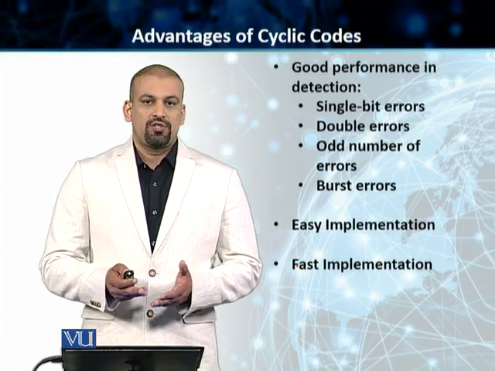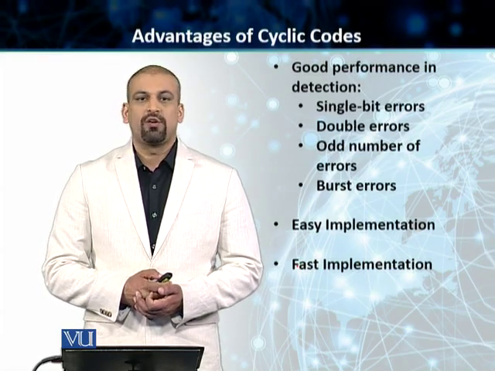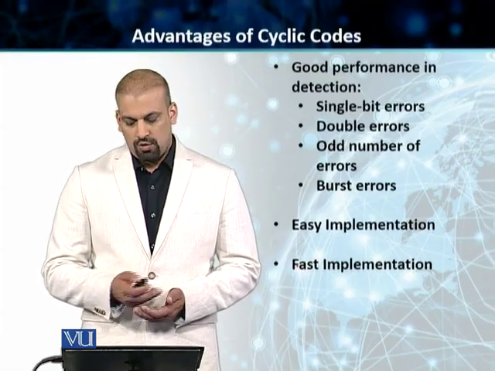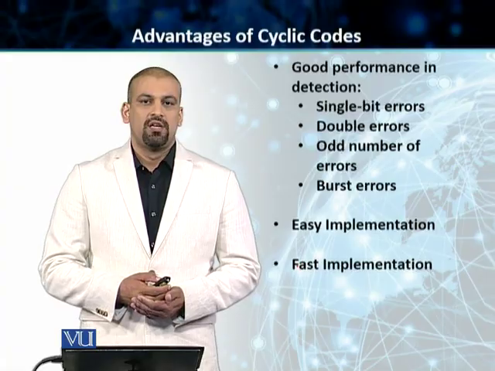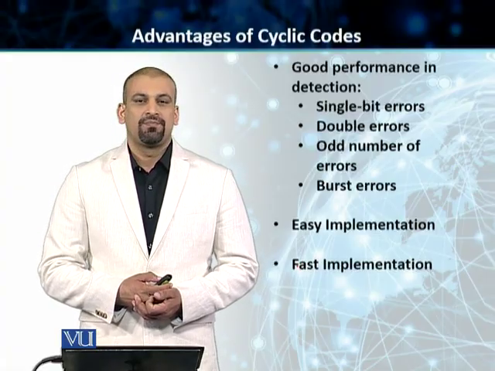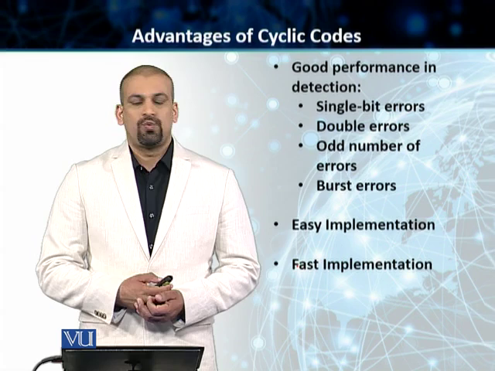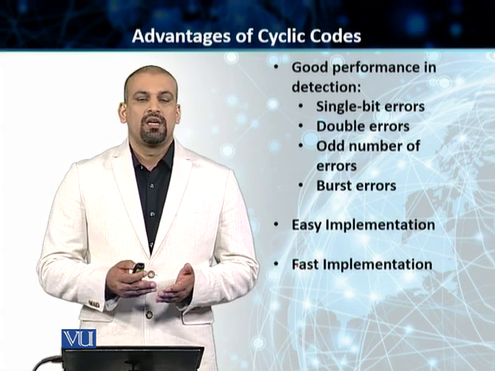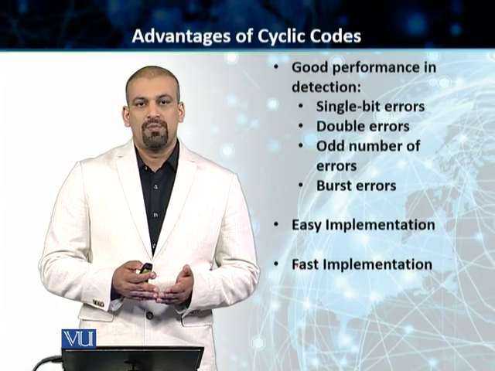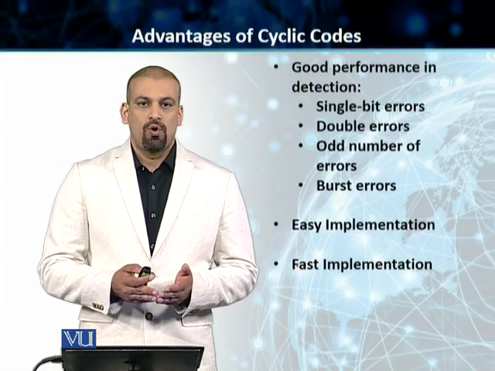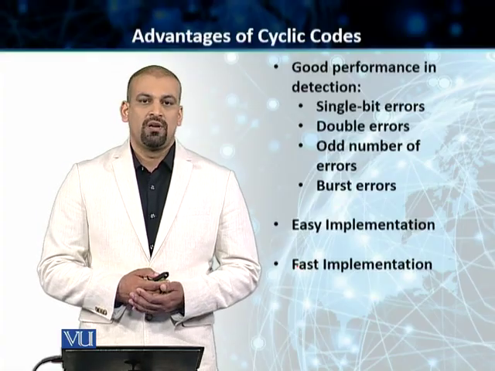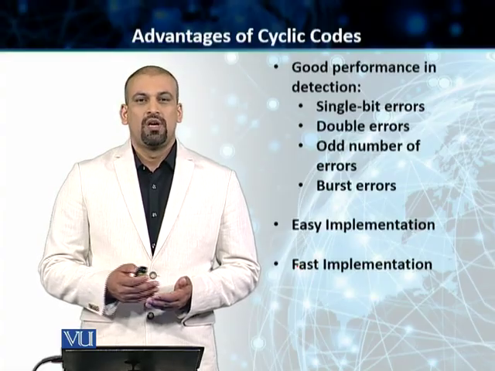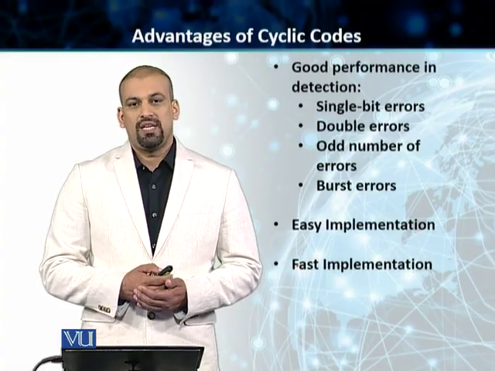So some of the advantages of the cyclic codes. First of all, cyclic codes, CRC specifically, is by far the best code that we have got to detect single bit errors, double errors, odd number of errors, and burst errors. Students, another advantage, one of the big ones, is the easy and fast implementation. Students, मैंने आपको दिखाया था कि hardware terms में implementing an exclusive or an XOR function is very trivial, which makes the implementation of CRC or the cyclic codes very cost effective and easy.